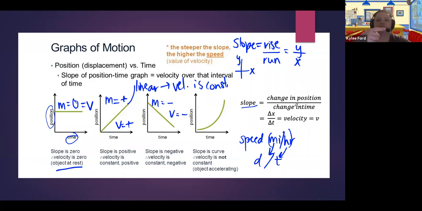Maybe, let's see, which way would that be for you? Nope. I cannot think of my lefts and rights right now.